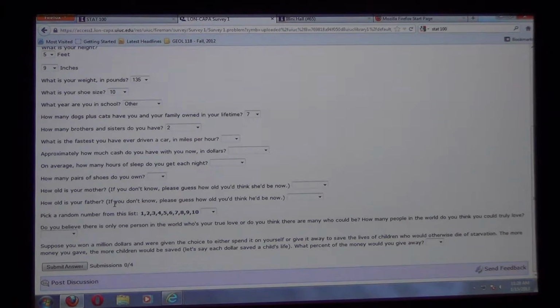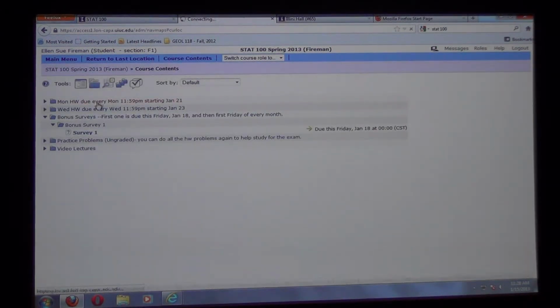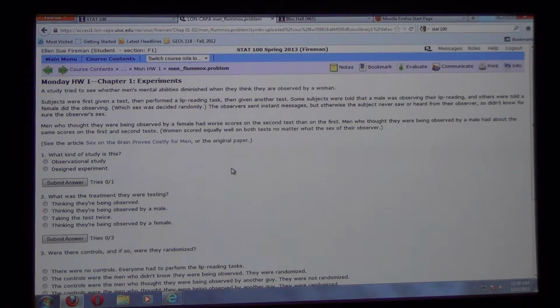Now, what does the actual homework look like? So let's go back to the, I always go to course contents. I don't know where you guys start, but I think that's helpful. And what you're going to see on your course contents is like Monday homework and Wednesday homework. So that's already posted too. So you can look at these. These are real studies. We're starting off with experimental design. So you're going to have to read some studies and then answer some questions about them.